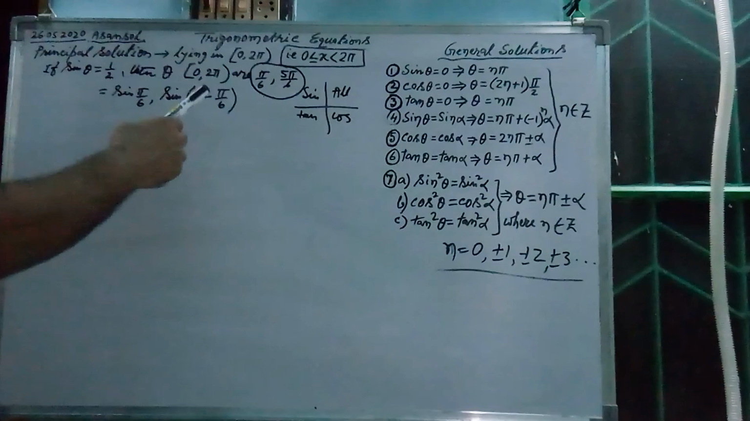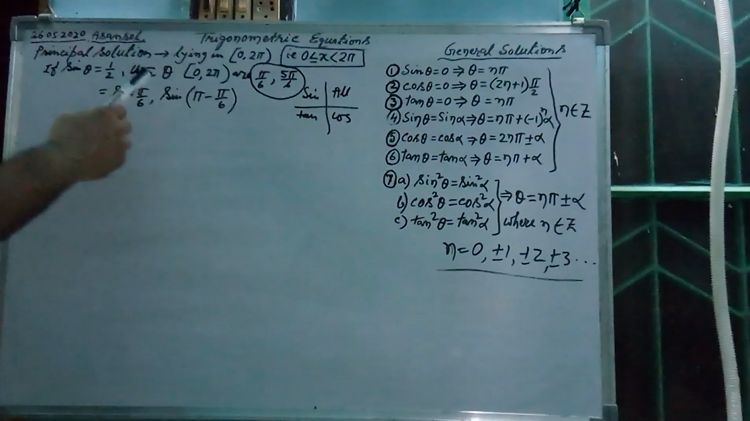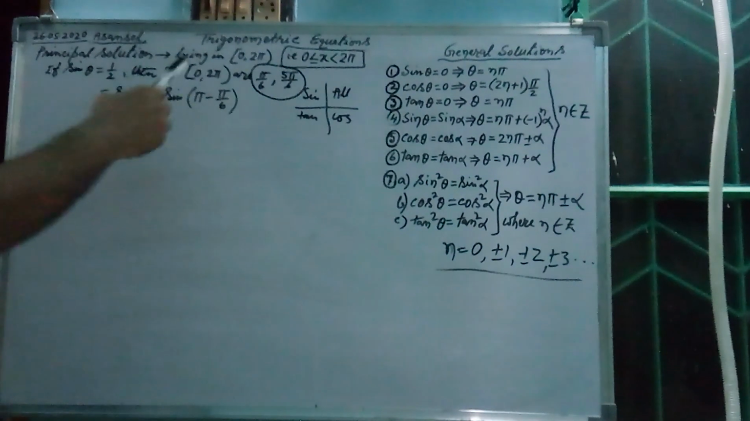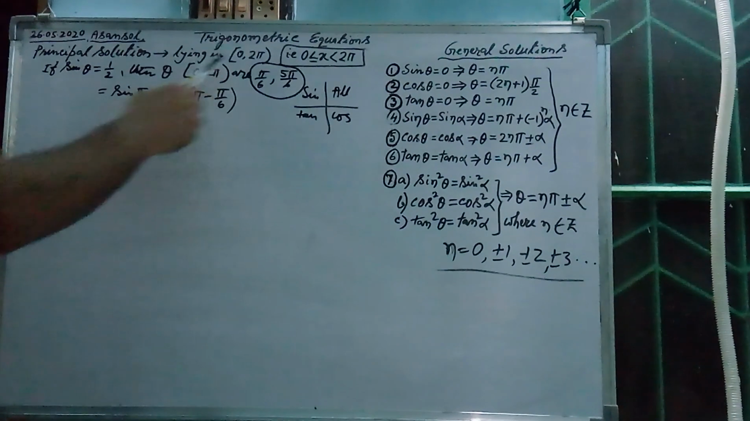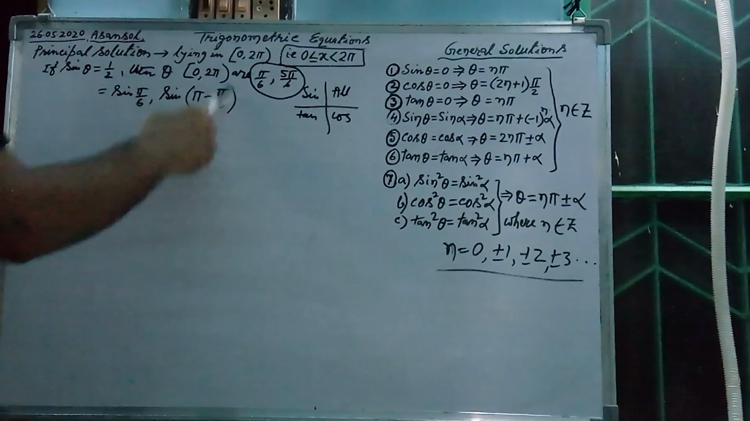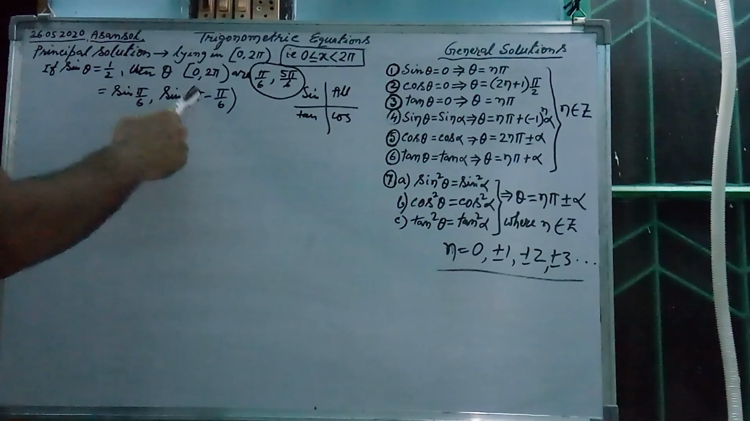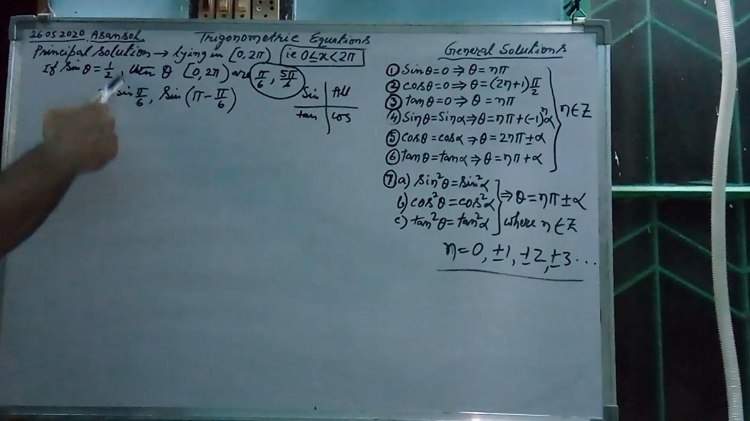So the solutions of a trigonometric equation lying in 0 to 2 pi are pi by 6 and pi minus pi by 6, that is 5 pi by 6. These are the principal solutions of sin theta is equal to half.